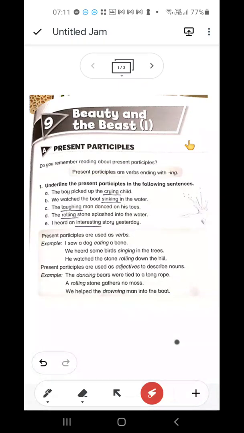The first is, the boy picked up the crying child. B is, we watched the boat sinking in the water. C is, the laughing man danced on his toes. D is, the rolling stone splashed into the water. And E is, I heard an interesting story yesterday.